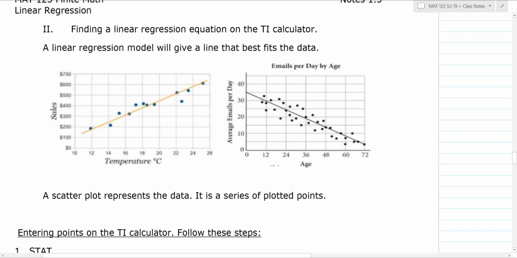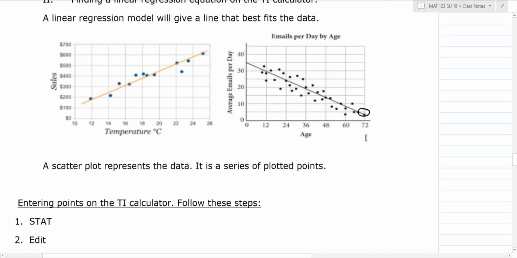This one says the age and the average emails per day. Well, that kind of makes sense. Younger people may get more emails than older people. Older people don't even know what the internet is. That 72-year-old there can't even check their own email, maybe. So, I mean, that could be linear. I don't know.